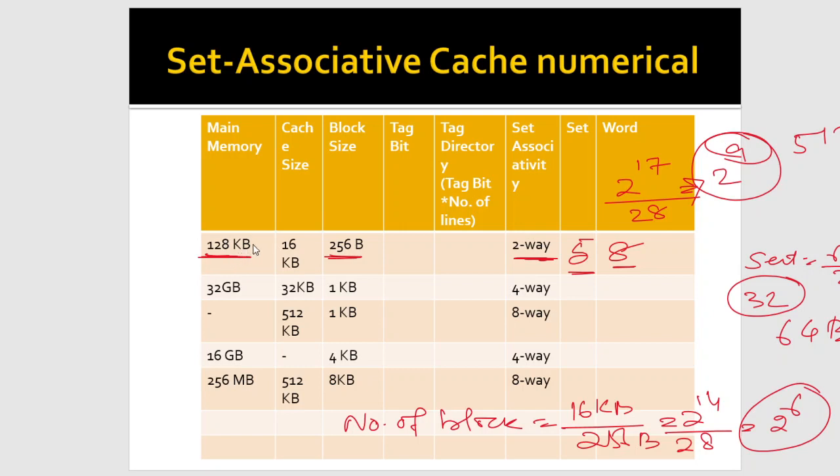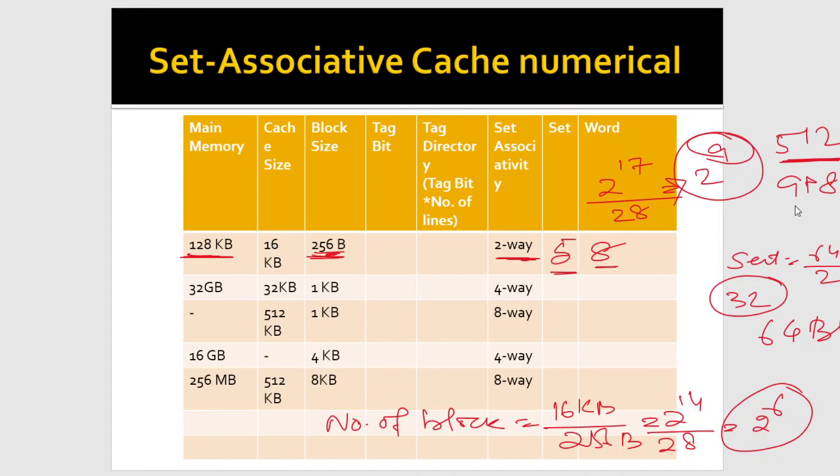128 KB memory means how much? K stands for 10, and 128 is 2 to the 7, so 10 plus 7 is 17. Then block size is 8. 2 to the 8. 17 minus 8 is 2 to the 9. This means 512 blocks, so it is 9 bits, plus your word size of 8. 9 plus 8 is equal to 17. So the main memory address is 17 bits.